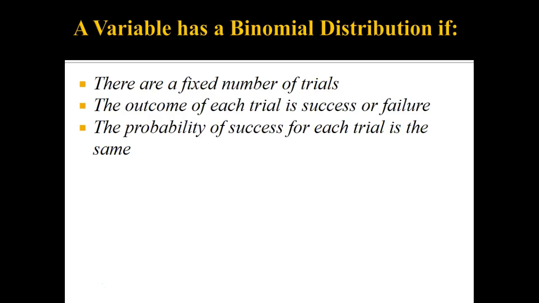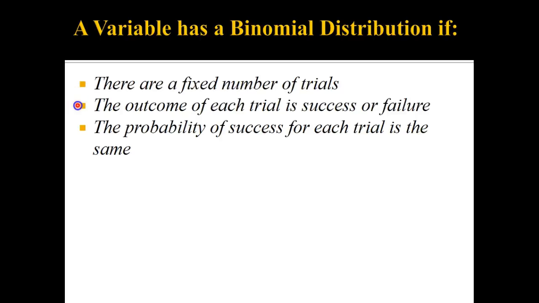Okay, so a variable has a binomial distribution if it meets these 3 requirements. First, there are a fixed number of trials. The classic example is flipping a coin. If you say, I'm going to flip a coin 5 times, that would be a binomial distribution. If you say, I'm going to flip the coin until I get tired, that would not be, because you didn't set a fixed number of trials.